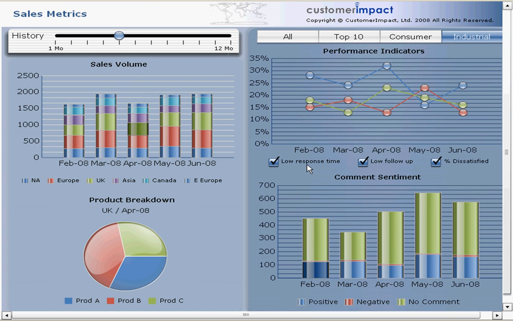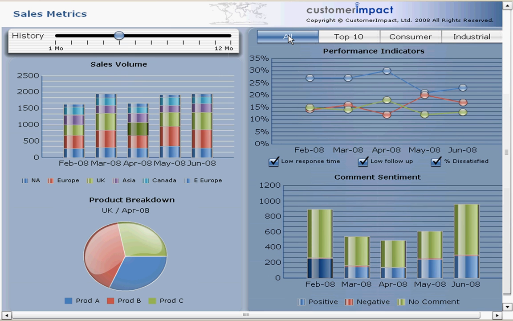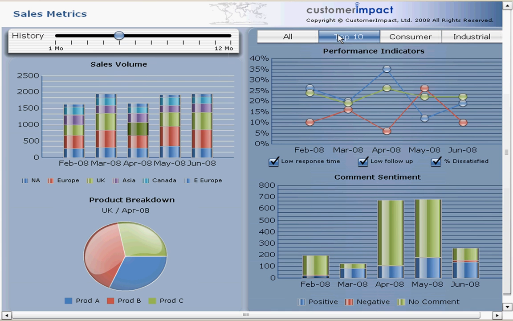First, let's look at the data for all customers. Then let's look at the data for the top 10. Clearly, the goal with the top 10 customers is to have higher satisfaction scores, an acceptable response rate, and a higher follow-up rate compared to all customers.